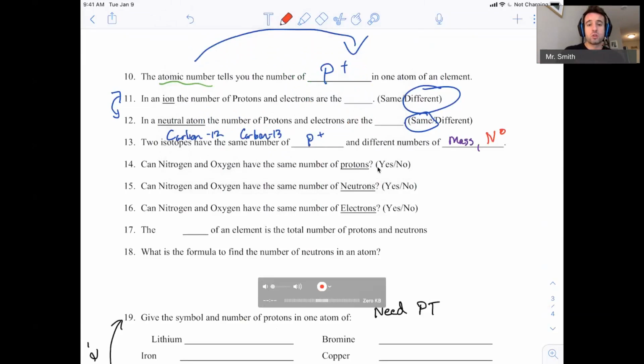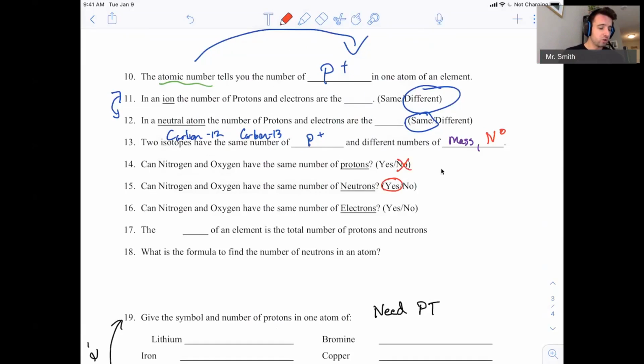Can oxygen and nitrogen have the same number of protons? No, they cannot. The reason is that protons determine identity. Not the same thing as your name, but your proton number determines the name. So if you have 2 different names, you have 2 different numbers of protons. Can oxygen and nitrogen have the same number of neutrons? Absolutely. They can both have like 7, for example, or 6, or 5. Neutrons don't really matter. You can make them whatever you want.